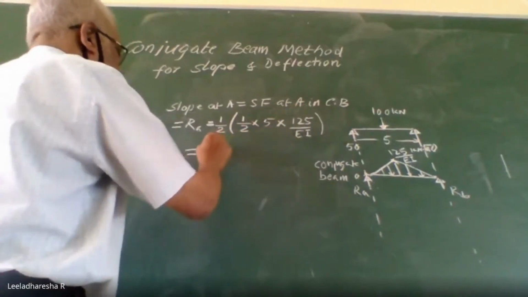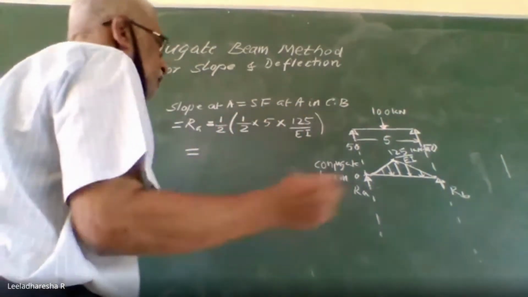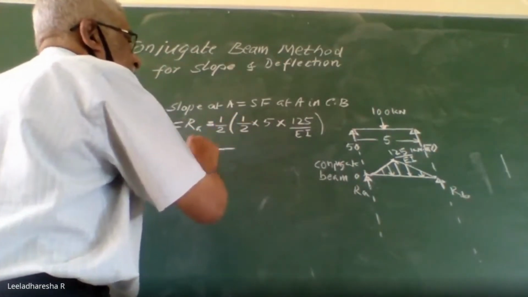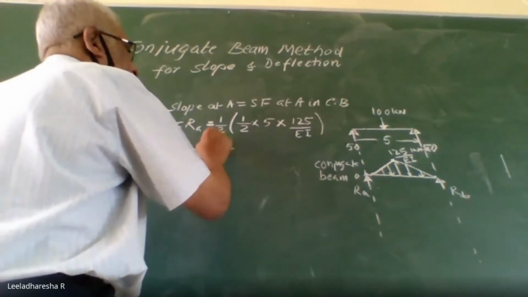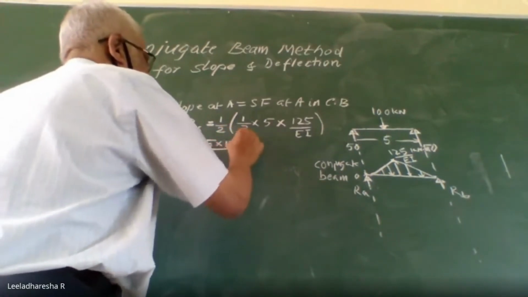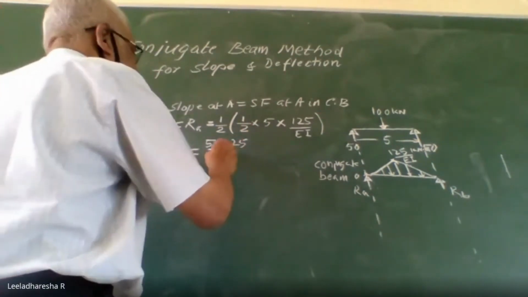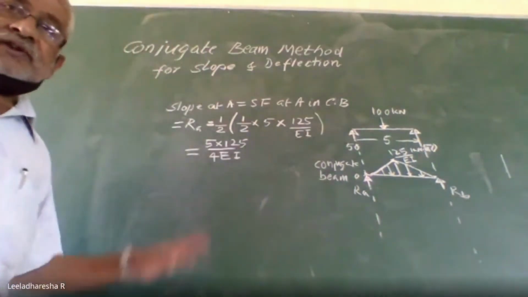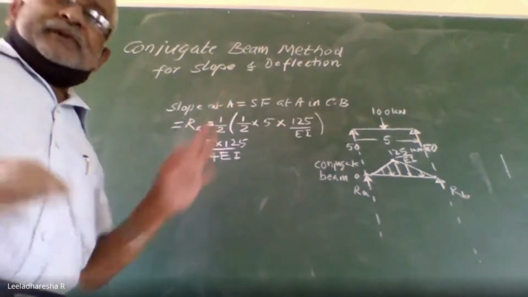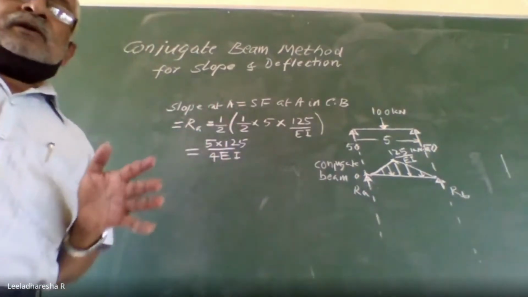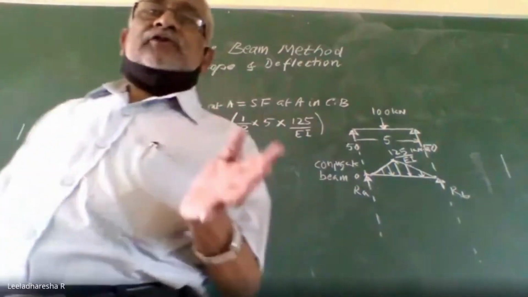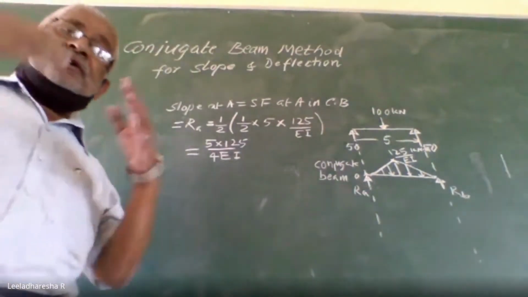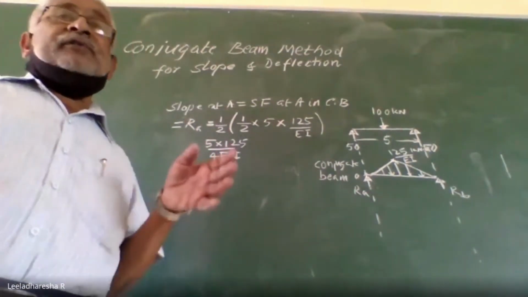Equal to 2.5 into 125, divided by 4 EI. I'll keep it as it is because you can calculate yourself, you don't have a calculator. See, the concept we need to understand is what a conjugate beam is, what is the use of a conjugate beam, and how it is helpful for you to analyze different structures.